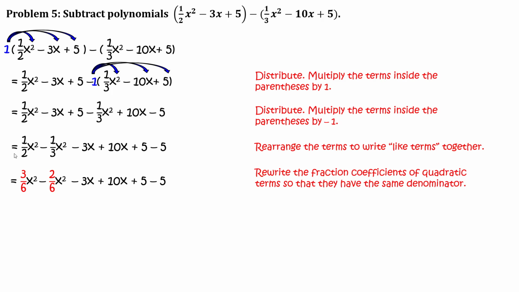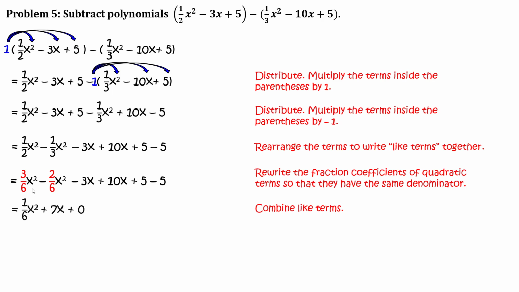All right, and then notice that the quadratic terms have coefficients that are fractions with unlike denominators, right? So I'm going to rewrite the fraction coefficients so that they have the same denominator. The common denominator of 2 and 3 is 6. So 1/2 becomes 3/6, and 1/3 becomes 2/6. So I'm just going to rewrite the previous line, but instead of 1/2 x squared, write 3/6 x squared. And instead of negative 1/3 x squared, write negative 2/6 x squared.